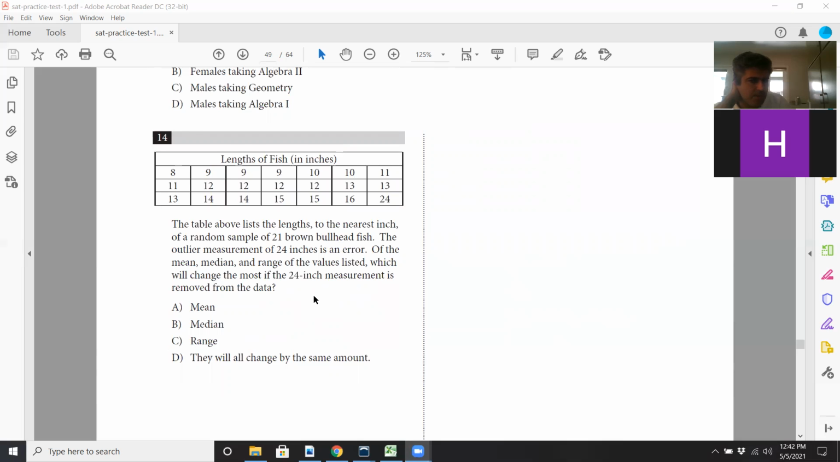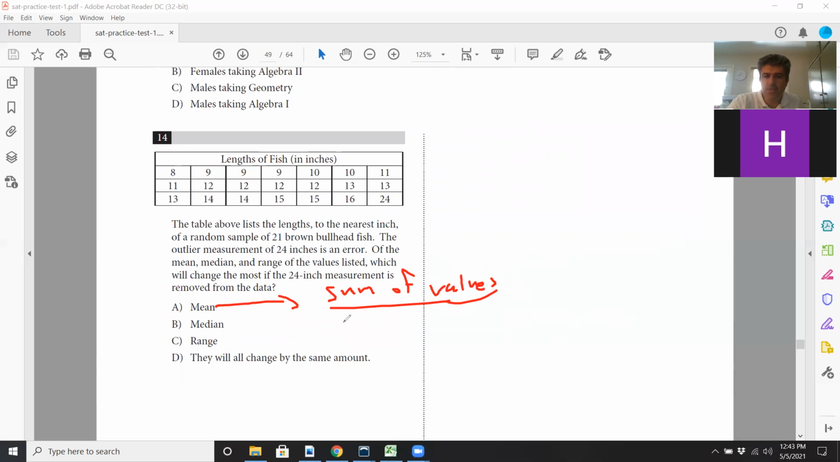Of the mean, median, and range listed, which will change the most if the 24-inch measurement is removed from the data? So the mean, just so you know, is when you add up all the numbers and divide by the number of numbers. So it's the sum of values divided by the number of values, which is not too hard to calculate, but it can be a little painful because you have to add up all these numbers. I'm not sure if I really want to do that.